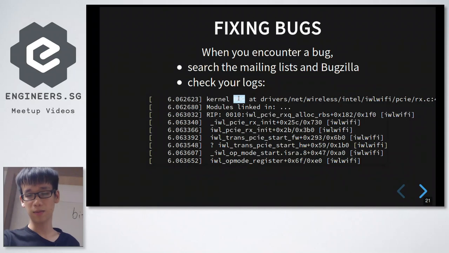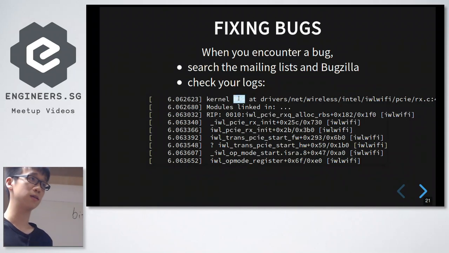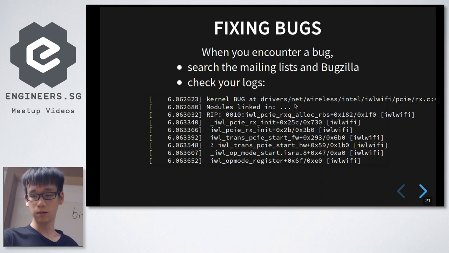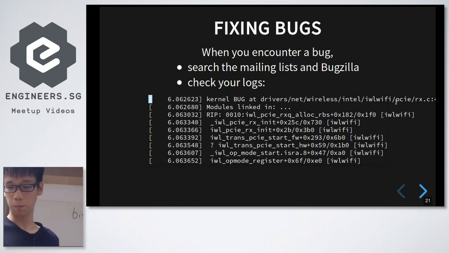A kernel BUG is an assert failure. So BUG is just one kind of assert. If I remember correctly, it's the most serious kind of assert. This assert failure points you to a line in the kernel source, so you just go look at it.